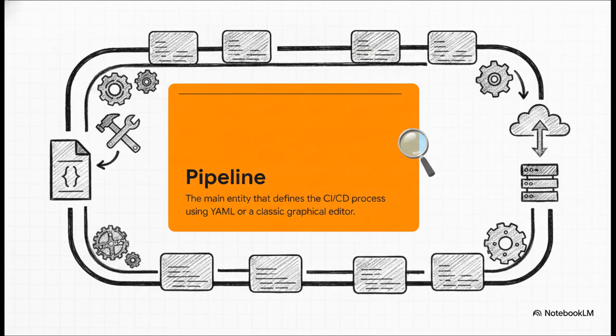Now, you can create these using a classic graphical editor, but honestly, more commonly today, they're defined using YAML files. And this is a massive game changer, because treating your pipeline as code means you can version control your infrastructure right alongside your actual application code. It completely eliminates that old, well, it works on my machine excuse, and protects your whole team from configuration drift.